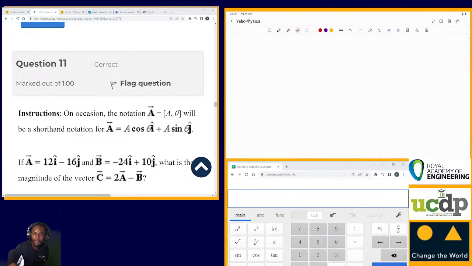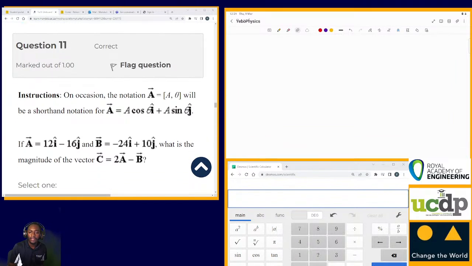So there we are. The question reads, if vector A is given by that and vector B is given by that, what is the magnitude of vector C? And vector C is 2A bar minus B bar, or 2 times vector A minus vector B.